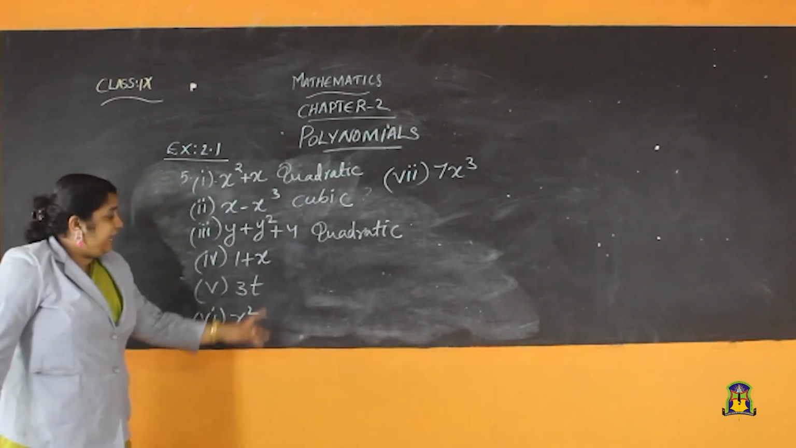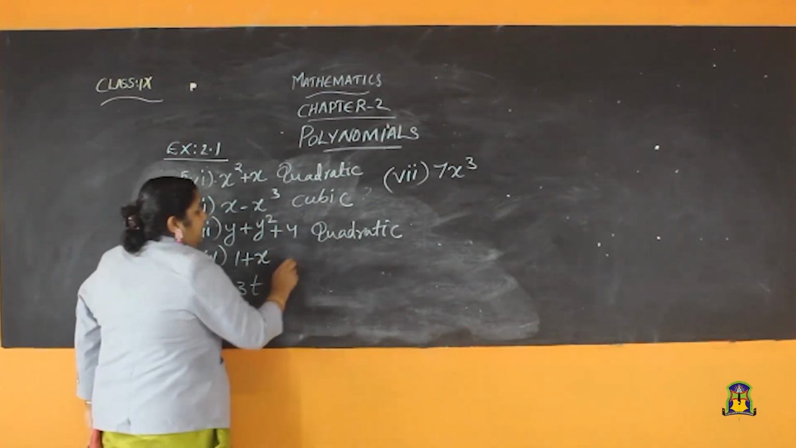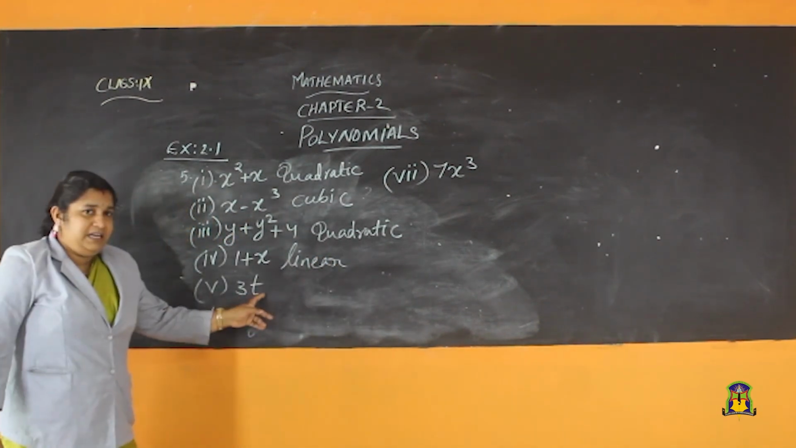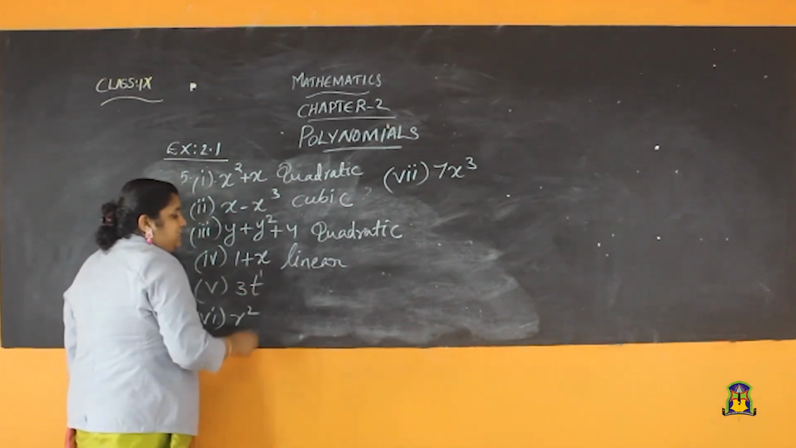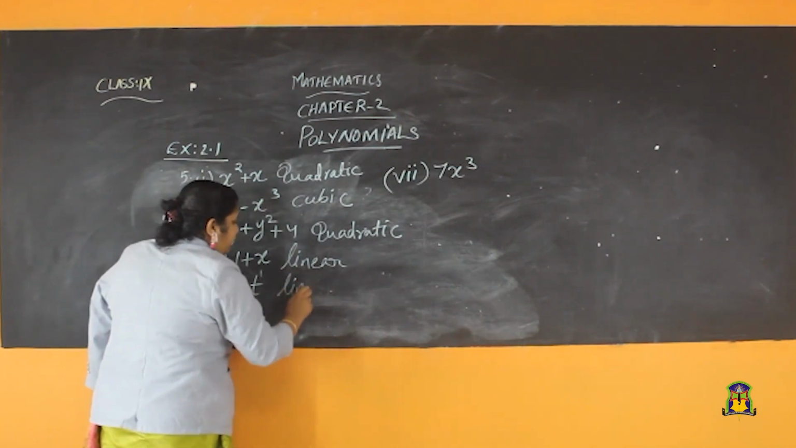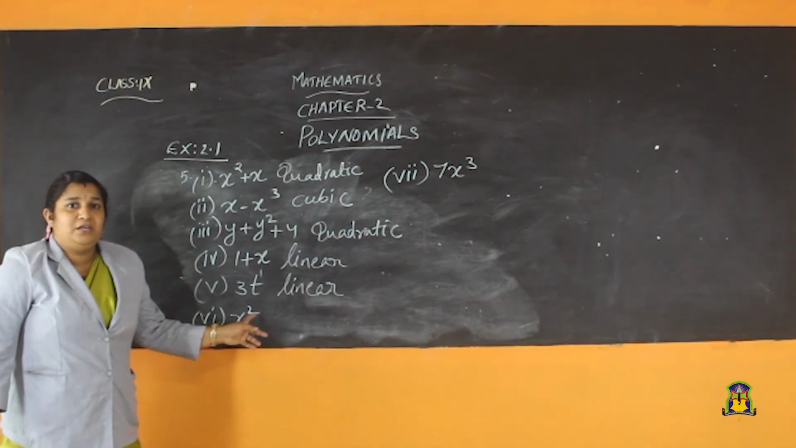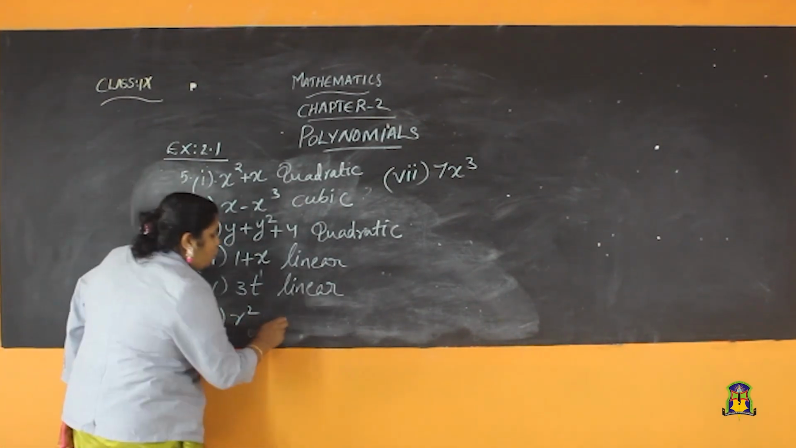Here x power is 1. So it is linear. Here 3t, simply t means the power is 1. So it is also linear. r square, 2 coming. So power 2 means it is quadratic.